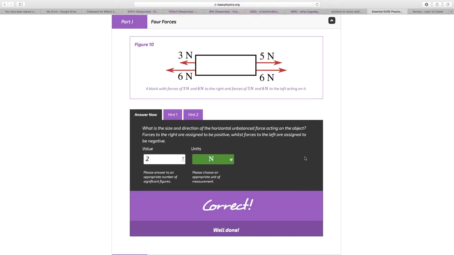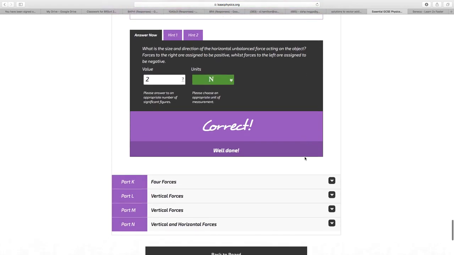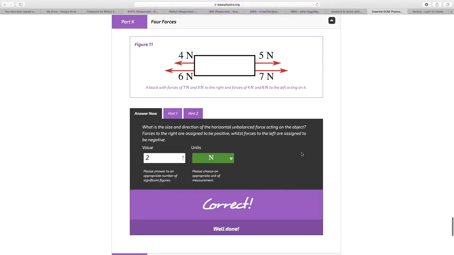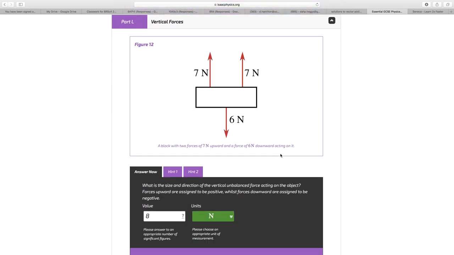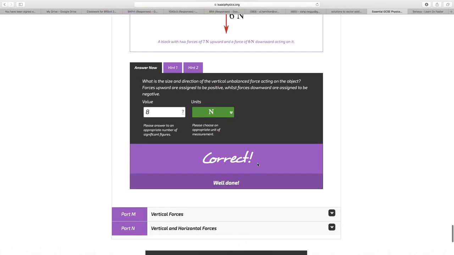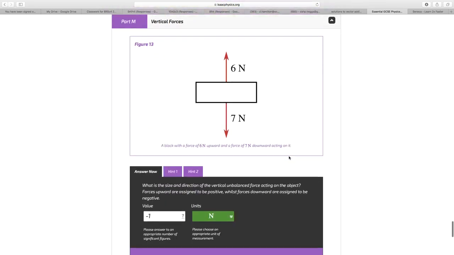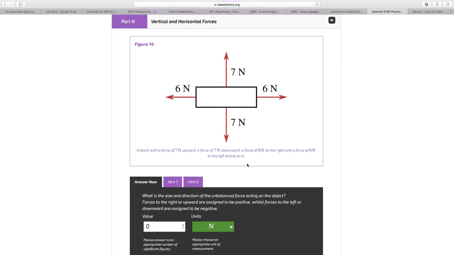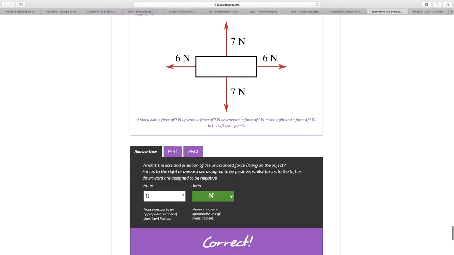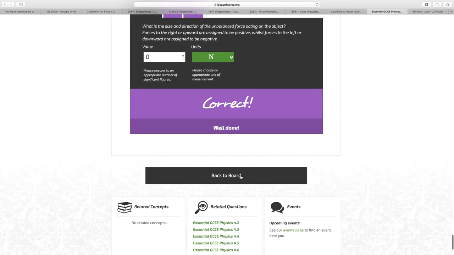We have 9 to the left and 11 to the right, so that's 2 to the right, plus 2. 10 and 12, 12 to the right then, 2 newtons positive. Vertically, we've got 14 up and 6 down, giving you 8 up, 8 newtons positive. We have 6 up and 7 down, giving you 1 down overall, minus 1 newton. And finally then, 7 up, 7 down gives you 0 vertically, 6 left, 6 right gives you 0 horizontally, 0 newtons.